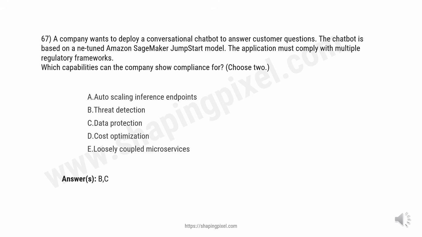And the correct answers are option B, threat detection, and option C, data protection.